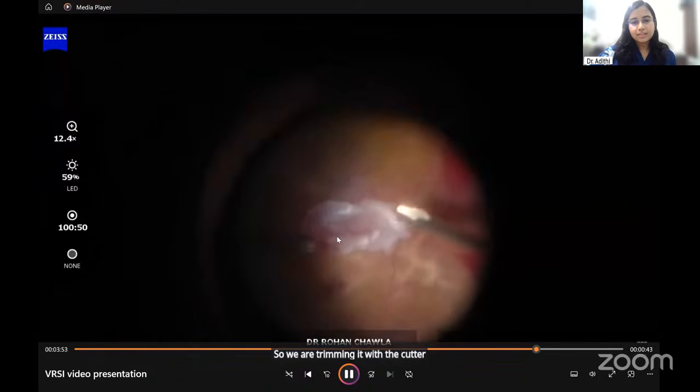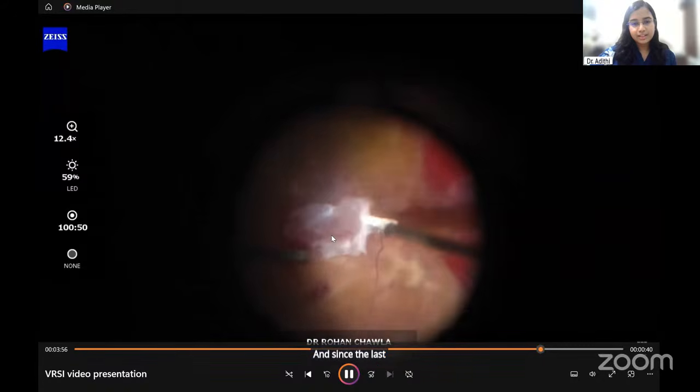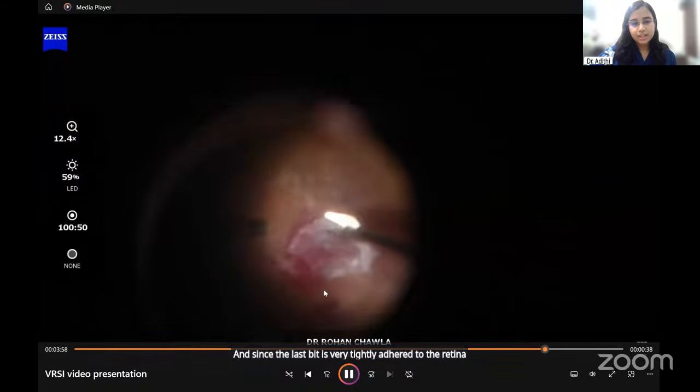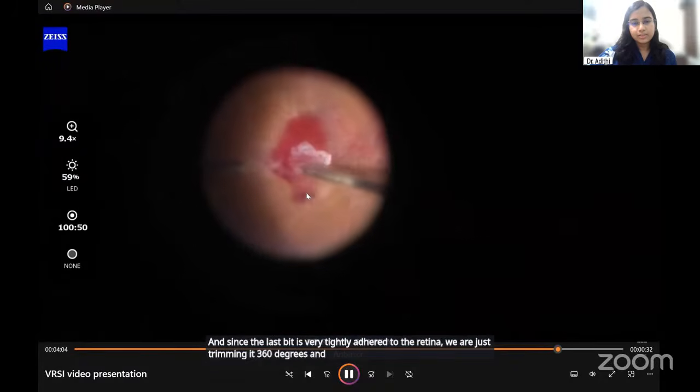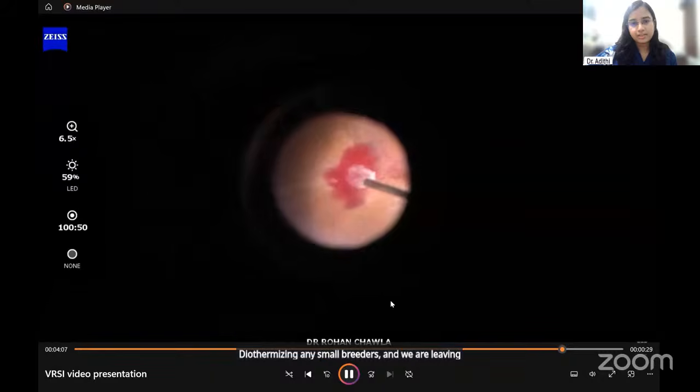So we are trimming it with the cutter. And since the last bit is very tightly adhered to the retina, we are just trimming it 360 degrees and diathermizing any small bleeders, and we are leaving that small sheet as it is.